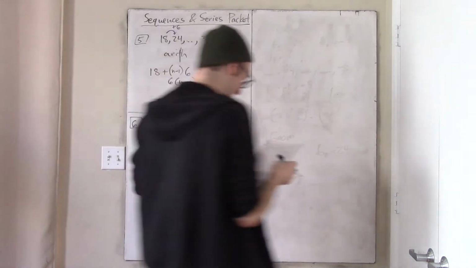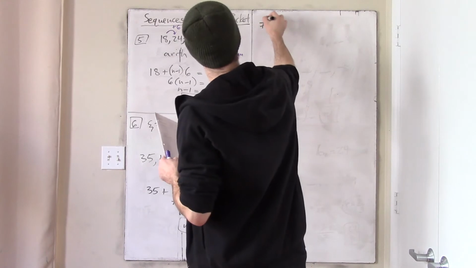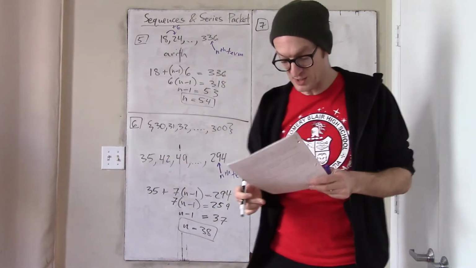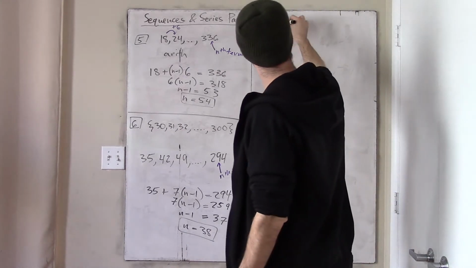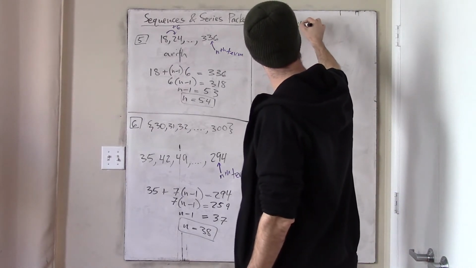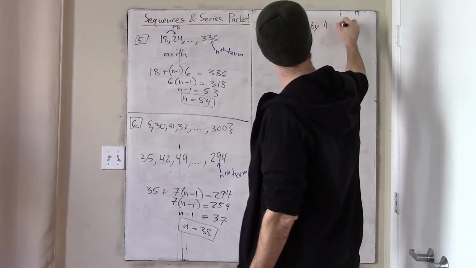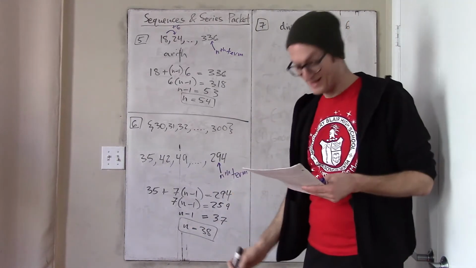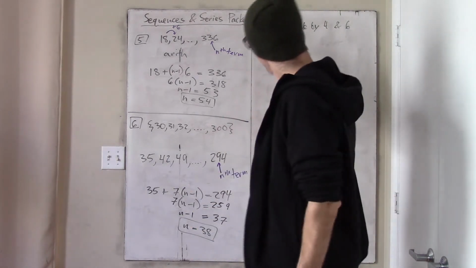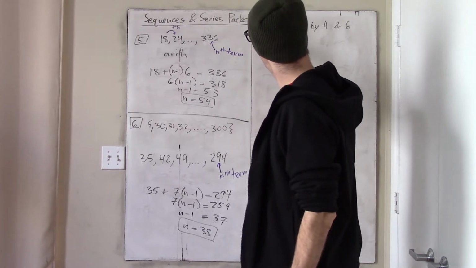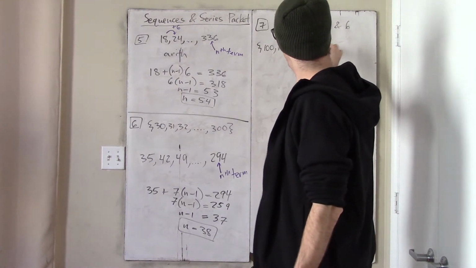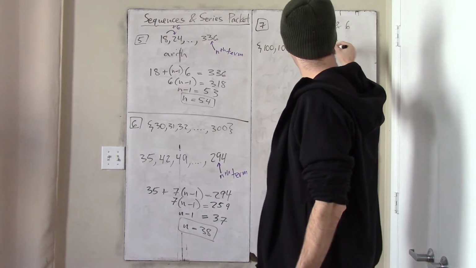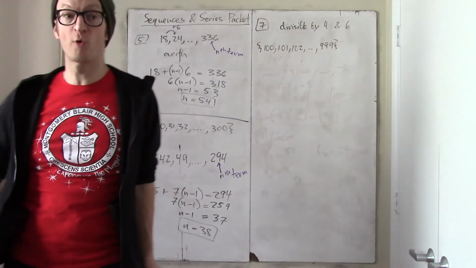Okay, question number 7. How many 3-digit numbers are divisible by 4 and 6? Well, I want them to be divisible by 4 and 6, and they need to be 3-digit numbers. So now I'm looking at all the numbers from the set 100, 101, 102, all the way up to 999. Well, what does it mean to be divisible by 4 and 6?